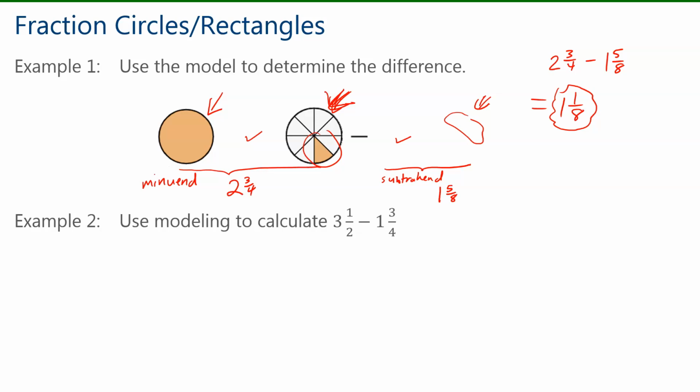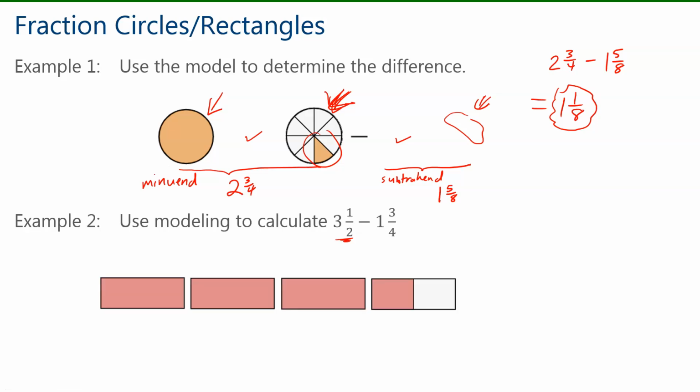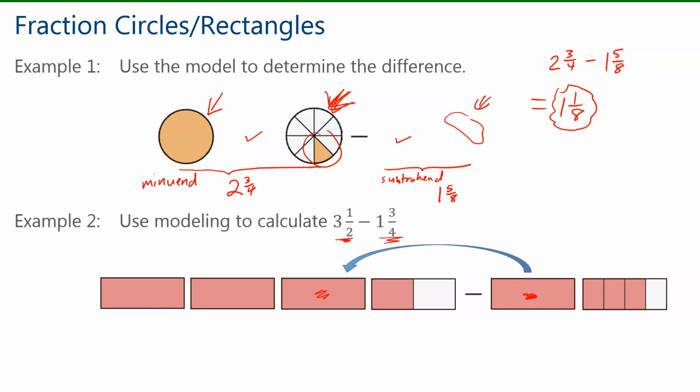In our second example, we're going to use fraction rectangles this time to model and calculate 3 1/2 subtract 1 3/4. We want a visual for 3 1/2. So 3 shaded rectangles and half of another. For the 1 3/4, 1 fully shaded rectangle and 3/4 of another. We think about the takeaway idea or the overlap idea, and we should have no trouble overlapping one whole from our subtrahend with one whole from our minuend. That's easy enough done. There we go.